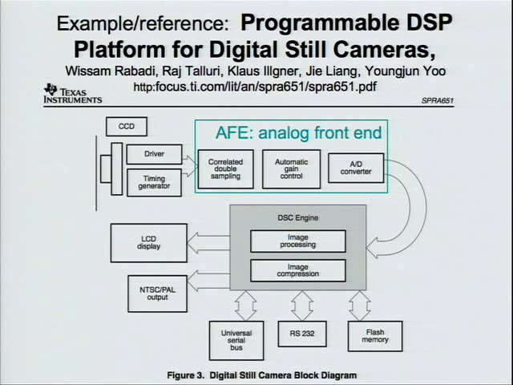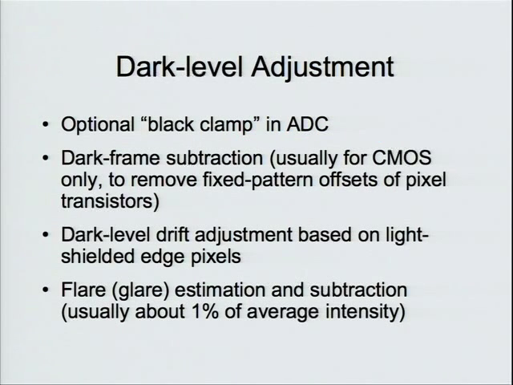Typically there's a programmable gain amplifier under control of your software, but automatic tends to mean it automatically adapts to signal level, and I haven't seen cameras that work that way. It's automatic at some point, but that automatic control is deferred to the software. It's not in the analog front end chip. And then the digital still camera engine chip there has the image processing and image compression, and that's the bulk of what we'll be talking about in today's pipeline stuff.